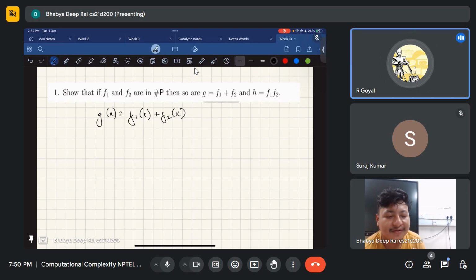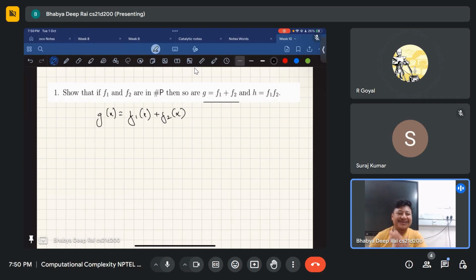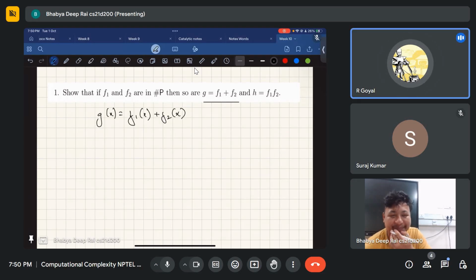Why so? Because f1 of x and f2 of x have no relation. I'm just adding. How will I perceive this g of x? Is this a new problem, which is the addition of the two existing problems? Like say f1 could be the satisfiability problem. No, no. These are functions, not languages. These are functions, right?